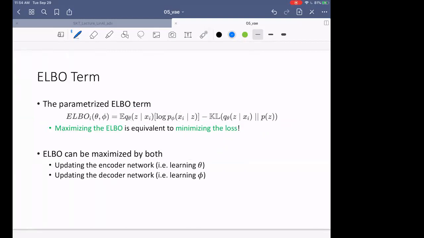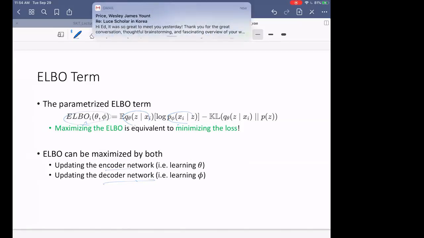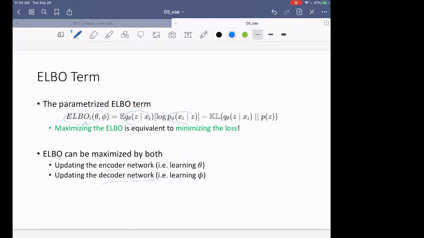Yeah, so your ELBO can be maximized by both updating the encoder network and updating the neural decoder network, because now there are two sets of parameters. There's a learnable function here in Q, and there's a learnable function here in P, which are the encoder and decoder. Both are parameterized by theta and phi. So your ELBO term can be maximized by updating your encoder and decoder at the same time. So you do gradient descent on both encoder and decoder to maximize your ELBO. In practice, you update both parameters together.